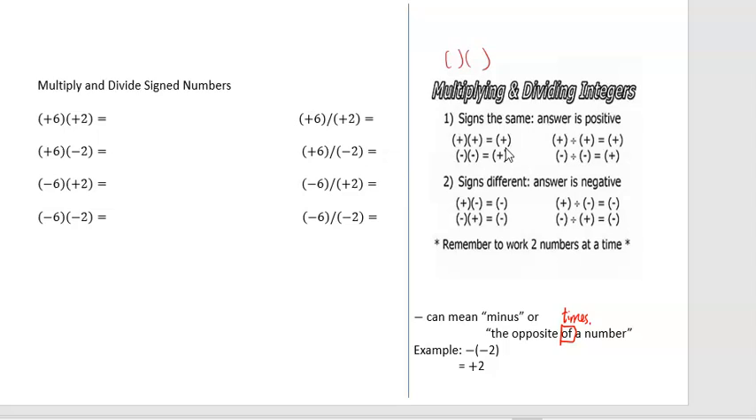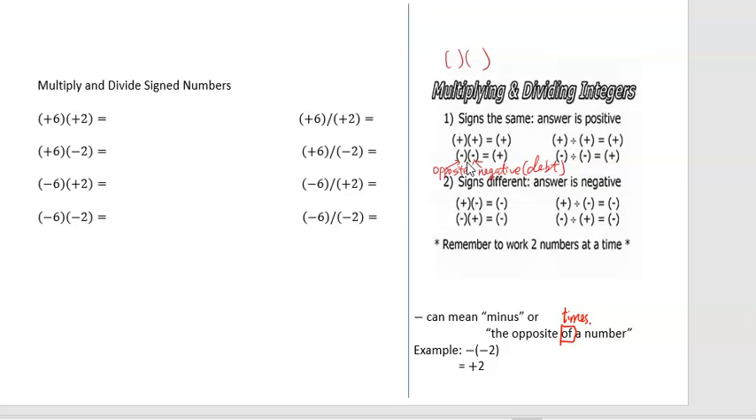So again, this negative here, the first negative sign, we can think of it as opposite. And the second minus sign, we can think of it as a negative number, or a debt. So if we take the opposite of debt, it's going to become a credit. And that's why two negatives are going to be a positive. And so when we multiply two positives, we get a positive, and two negatives, we still get a positive.